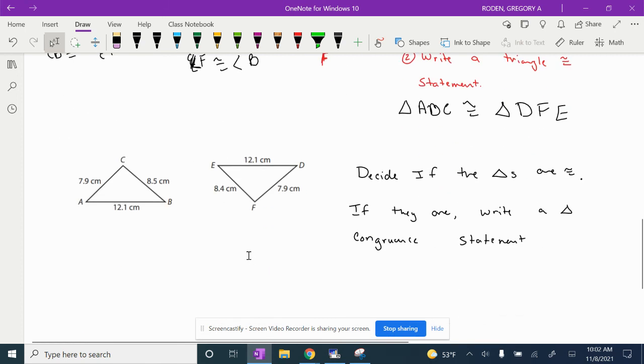All right, so here we go. Your job right now is I want you guys to copy these down, and I want you to decide if triangles are congruent. If they are, write a triangle congruent statement. All right, so copy these down into your notes, please. Okay, go ahead and do that right now, please.